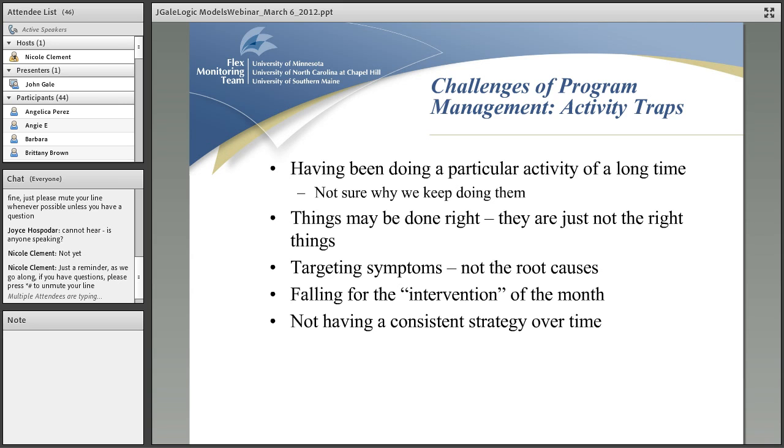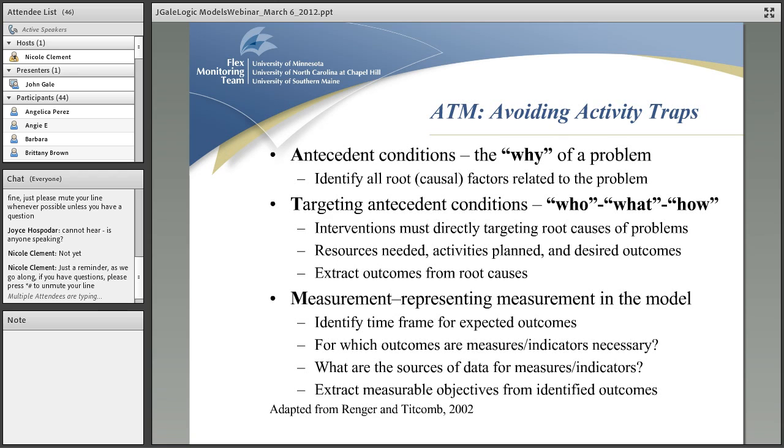One of the things that I have observed over the years with Flex, not only with Flex but with other programs, we tend to fall for the intervention of the month. People get excited about new management techniques, new strategies, whatever's hot in the Harvard Business School literature. And while these all may be good things, we've got to maintain some consistency and make sure that whatever that intervention is, it's right for your given situation. And the logic model helps you to do that by really thinking about consistency over time.